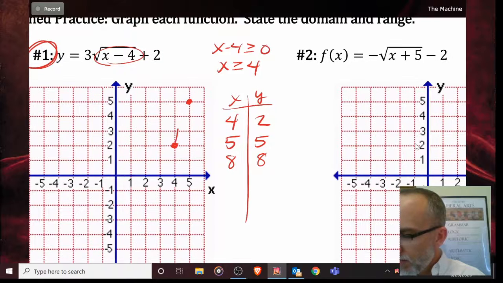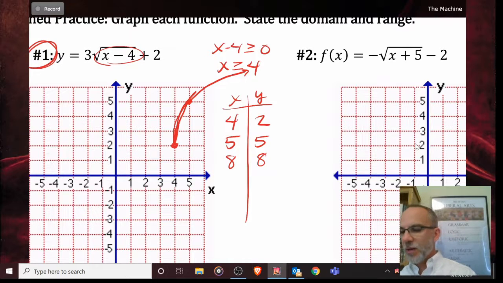So it looks like this. It comes up very smooth and then goes like that. Kind of out of room on that one. Okay, but notice it's been shifted to the right 4 units. It's been shifted up 2 and it's been stretched.